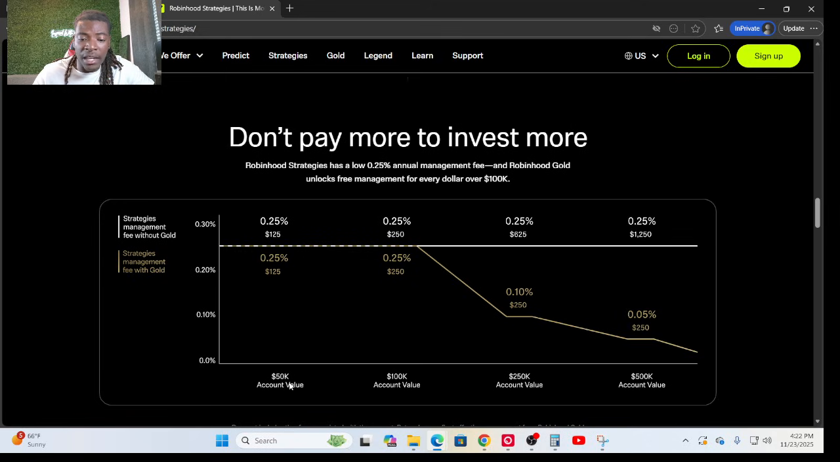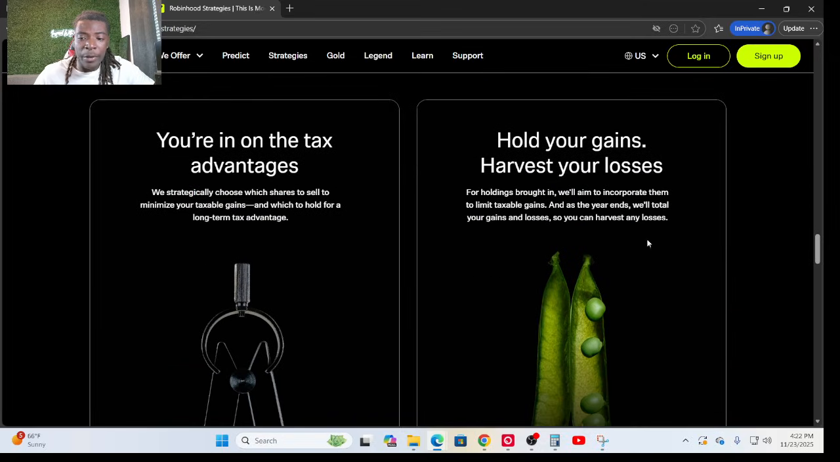But if you guys had a $50,000 account, guess what? You're paying $125. $100,000 account, you're paying $250. It stays the same, but whenever your account starts growing, you're still paying $250. And it actually drops in percentage, it's really cool. We'll get into a little bit more deep dive of this, but I pretty much wanted to walk you guys through what the actual Robinhood strategy account is.